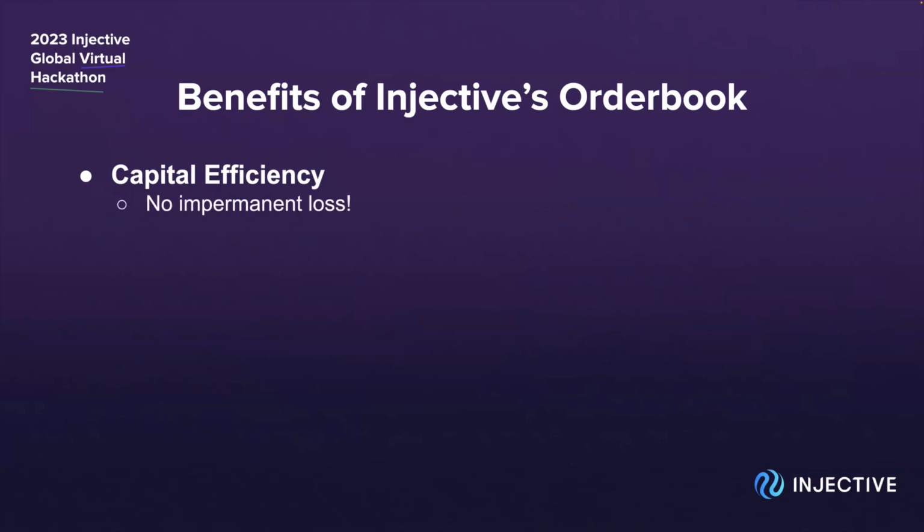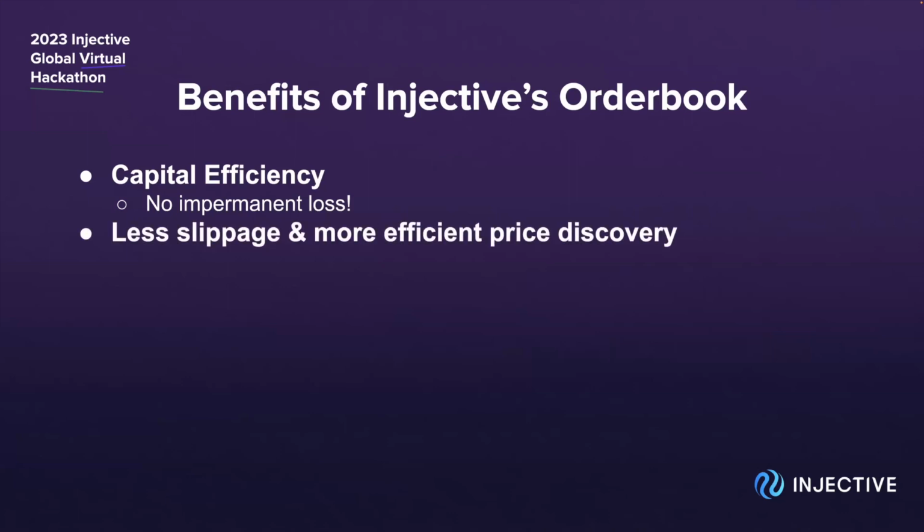As an LP on AMMs, you may commonly face impermanent loss, and it's actually one of the main drawbacks of AMMs that LPs typically lose money. On an order book, you can fully control the price at which you want to sell or buy, and you don't have this problem. This also leads to less slippage and more efficient price discovery.